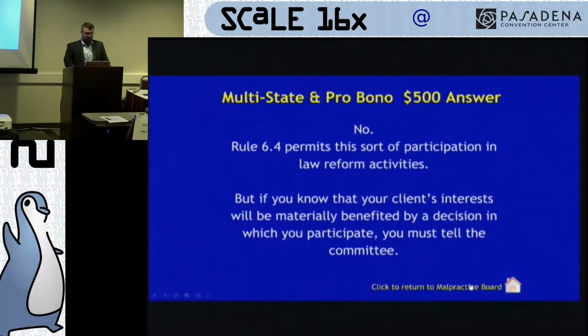Okay, so no. This is actually explicitly permitted by the rule. It permits this sort of participation in law reform activities. I think that this falls into the area of legal reform. If you harken back to the UCC days, there were lawyers all working together to write the UCC back in the 20s or 30s or whenever that was done. I think the interesting question there is whether this is really law reform activity.